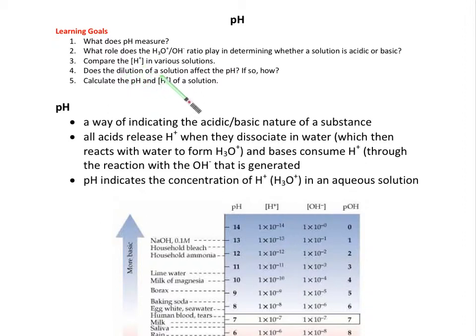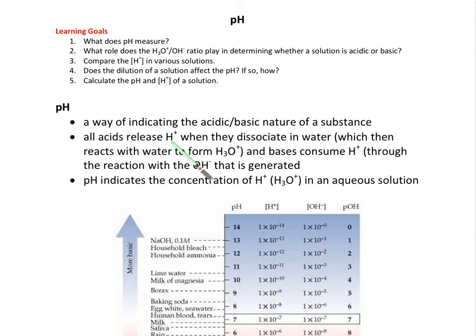As far as looking at the effective dilution, we might touch on it here, but that will be touched on more in the in-class activity. And I will show you some examples of how to calculate the pH and the concentration of H plus in a solution. So pH is, simply put, a scale used to determine how acidic or basic a substance is.